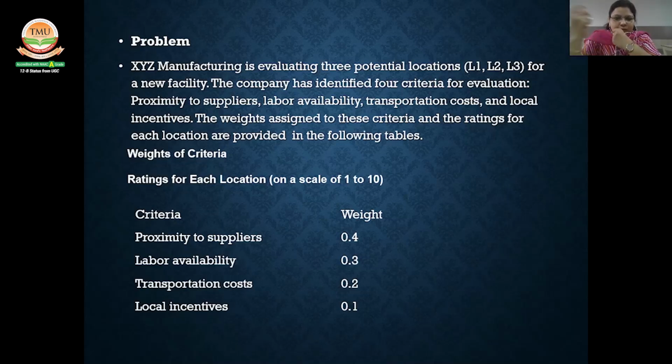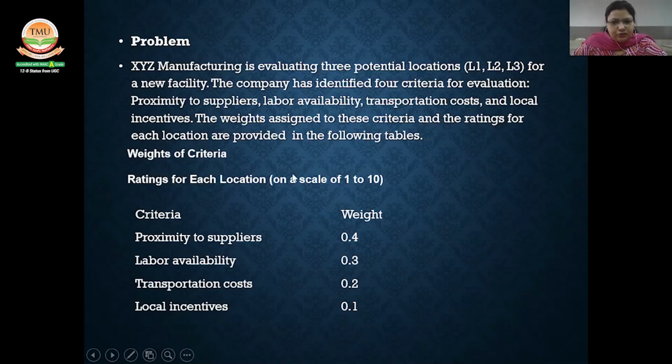To evaluate these particular locations, they have assigned weights to these factors: proximity to supplier, availability, transportation cost, and local incentives. These are the factors on which the company has assigned some weight. They have given 0.4 to proximity to supplier, 0.3 to availability, 0.2 to transportation cost, and 0.1 to local incentives.